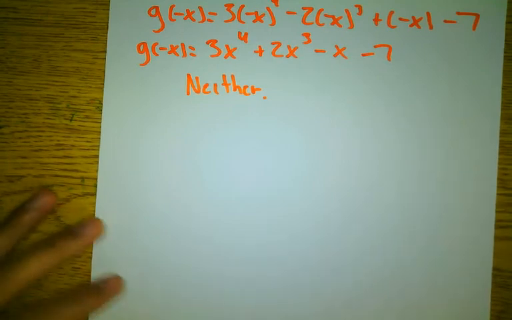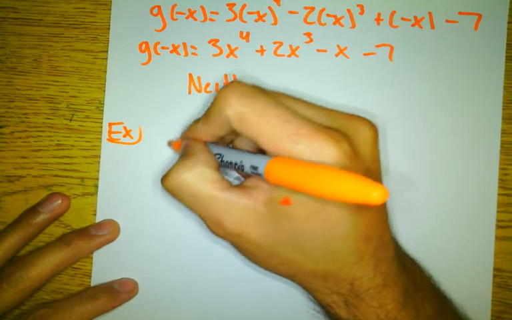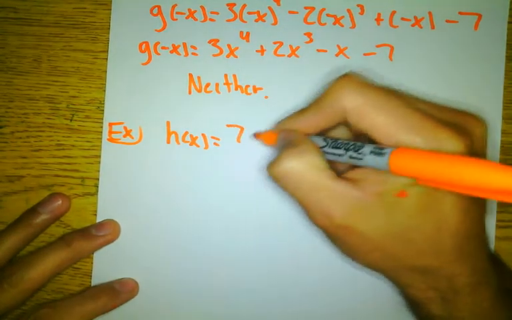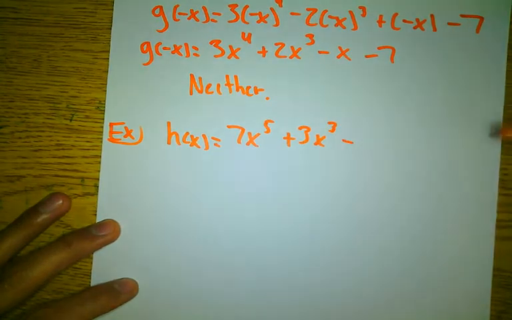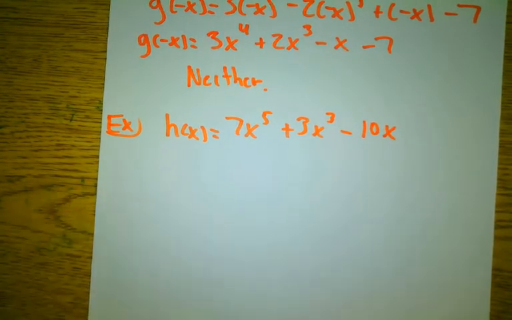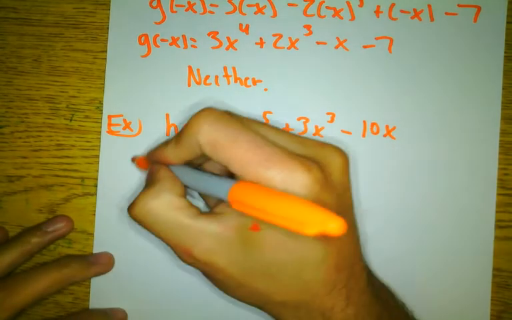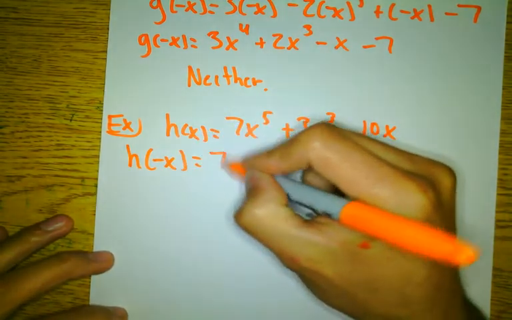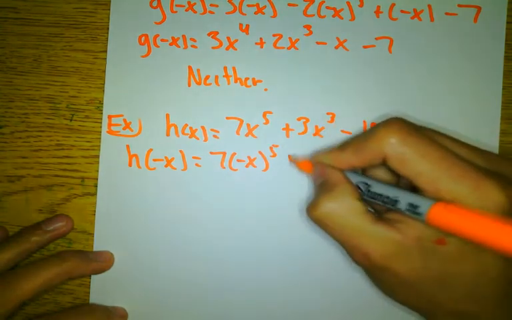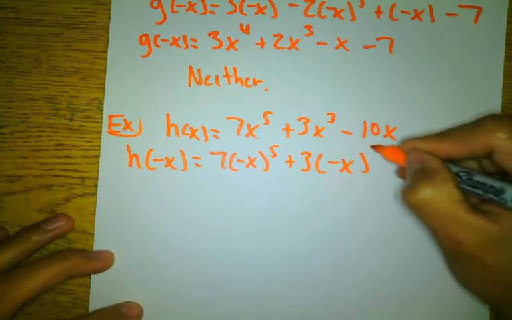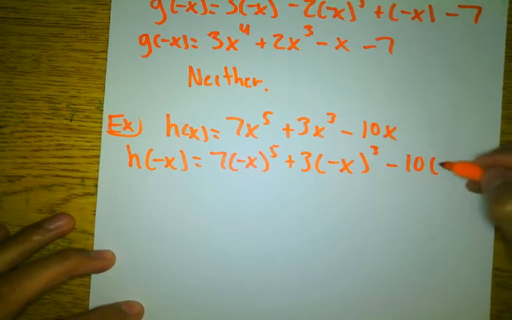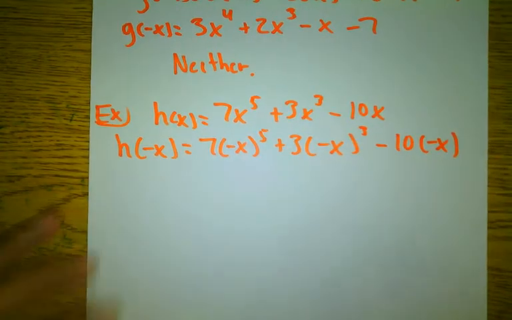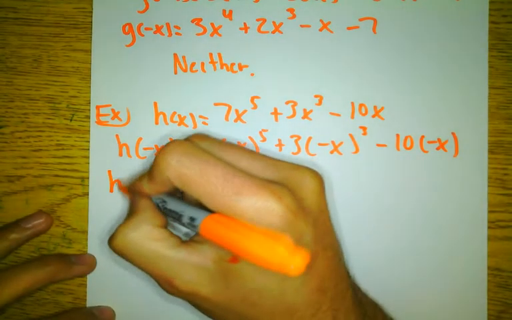Okay, so then I'll do one where it's odd so you can see what I'm talking about. Cool? All right. Last one, let's say h of x is equal to 7x to the 5th plus 3x cubed minus 10x. Cool? Same exact process. h of negative x is equal to 7 times negative x to the 5th power plus 3 times negative x to the 3rd power minus 10 times negative x. Right? Okay. Cleaning this up.